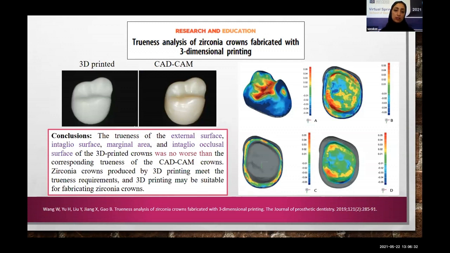Wang et al. evaluated the trueness of the external surface, internal surface, marginal area, and interior occlusal surface of 3D printed zirconia crowns compared with CAD/CAM zirconia crowns. The results showed that the 3D printed zirconia crowns were no worse than the milled zirconia crowns, which suggests that 3D printing might be suitable for fabricating zirconia crowns.